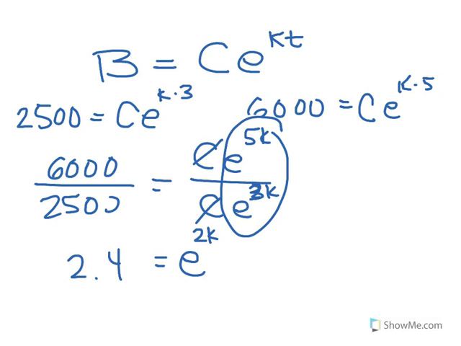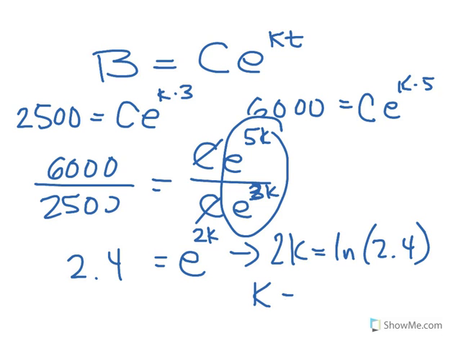Very simple. I can now use my natural logs to solve this. I can, for example, say that in this particular case, if I change it to log form, I have 2K equals the natural log of 2.4. So to find K itself, I'm just going to take 1/2 of that. So now I know my value for K happens to be a decimal 0.4377.